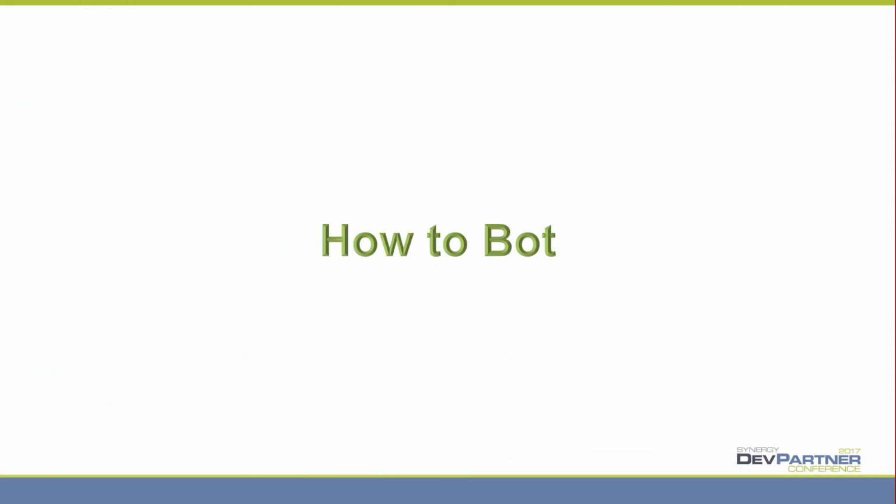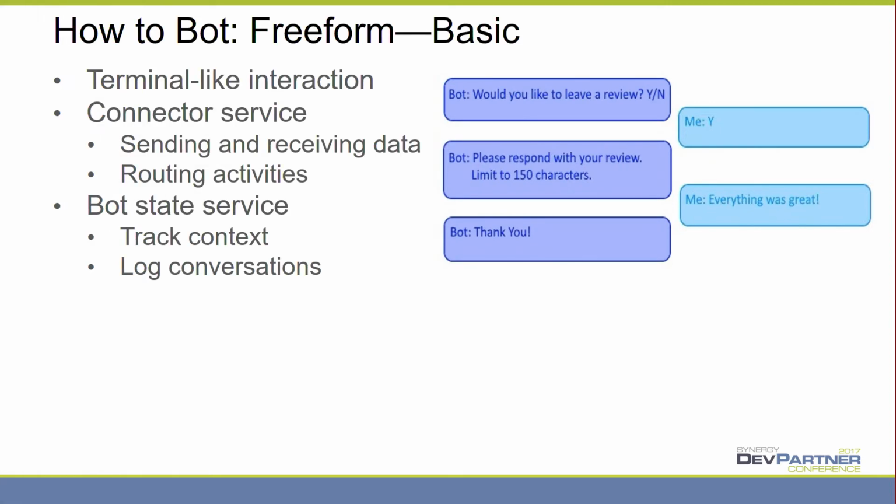So let's go back and revisit those 3 different types of bots we were talking about and basically say how this is accomplished with Bot Framework. So the first kind that we'll go back to is freeform. Now, if you remember a freeform, it takes input from the user of a yes or no, and then if it gets a yes, it asks for a review. Now, what it's doing here is the bot state service is keeping track of the context and knowing that the user has given a yes, so I'm going to ask for a review. And then it's using the connector service to basically send and receive those messages, making almost a terminal-like interaction. Just you say this, it says this, and then back and forth, and then it just logs the conversation. So it's only using those 2 services to do that.